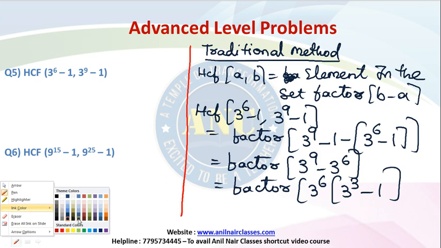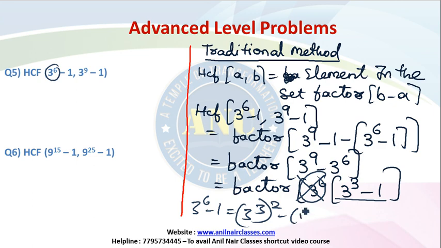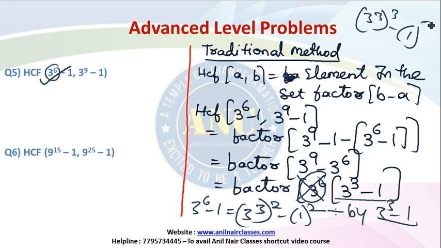Now in case you see, this is divisible by 3, this is divisible by 3, and 3 cube minus 1 is not divisible by 3. 3 power 6 is out. Now check whether 3 power 6 minus 1, which is 3 cube whole square minus 1 whole square, is divisible by 3 cube minus 1. Yes, the first number is divisible. 3 power 9 minus 1 is 3 cube whole cube minus 1 whole cube. It is also divisible by 3 cube minus 1. So both are divisible by 3 cube minus 1. Answer is 3 cube minus 1. Idea clear?